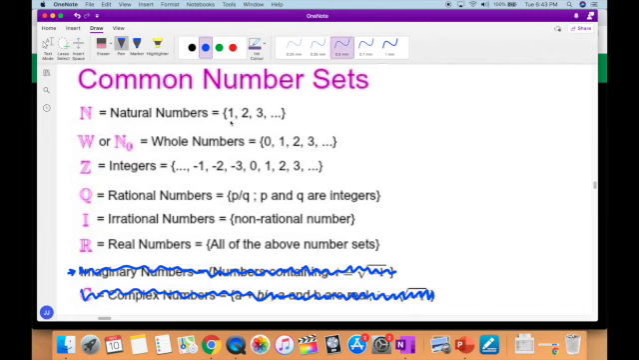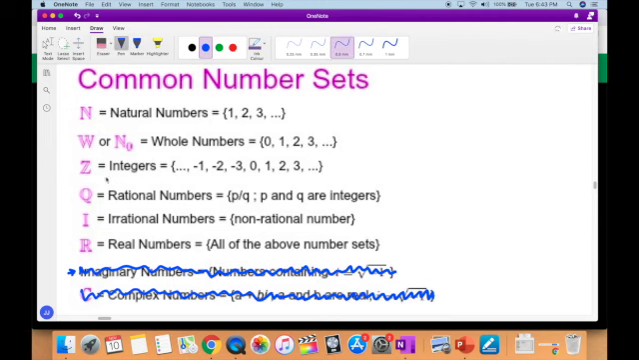Can I say that the natural numbers are a subset of whole numbers? Can I say that? Alright, yes I can. Because you could see here that all my natural numbers can be found inside of the bigger set of whole numbers.